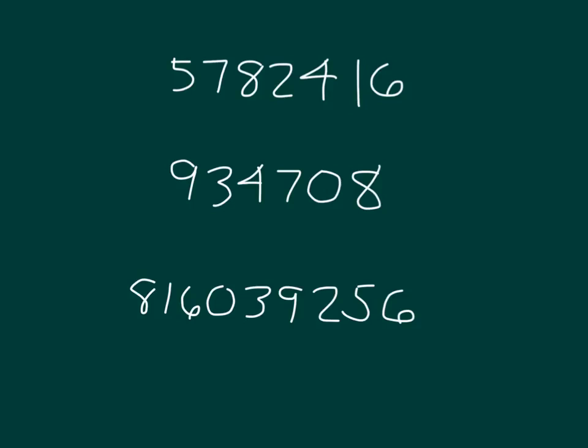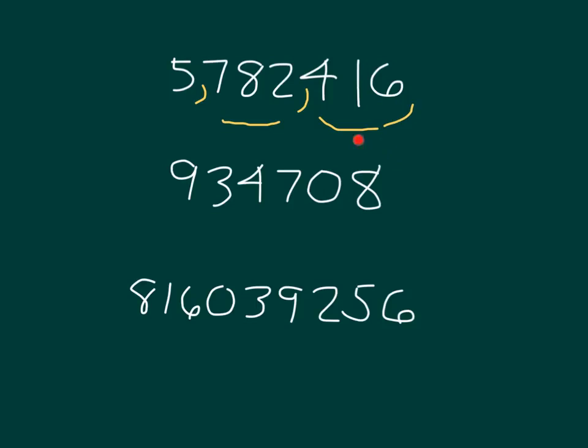Where would I place my commas for each of these numbers? That first one is 5782416. Starting from right to left, we've got 1, 2, and 3 places, so we place a comma there. 1, 2, and 3 more places, so we place a comma there. So we have 5,782,416. How many thousands are in this number? There's actually 5,782 thousands in that number.